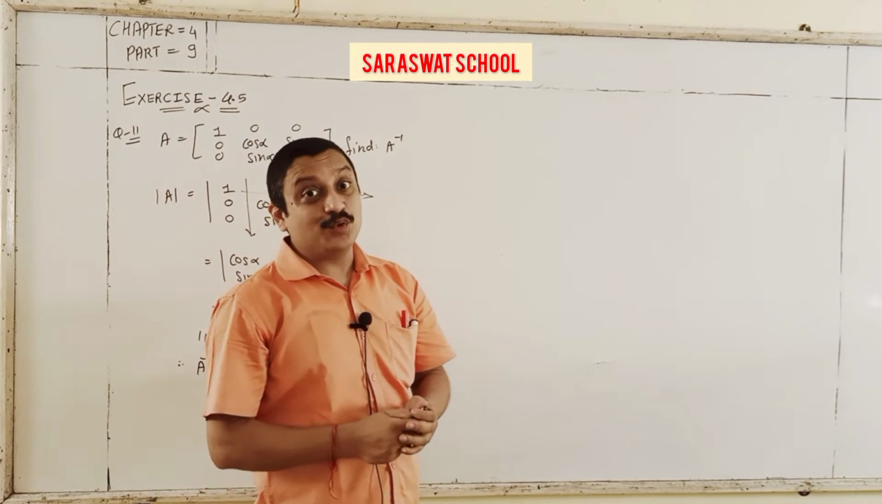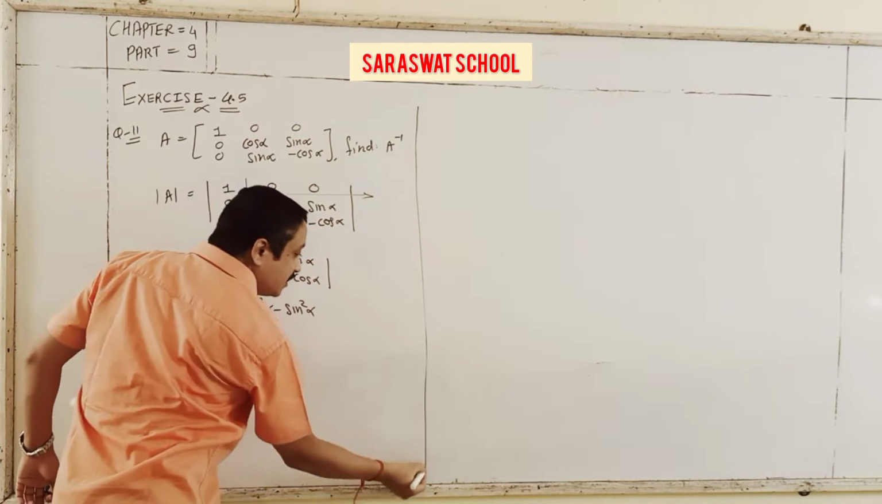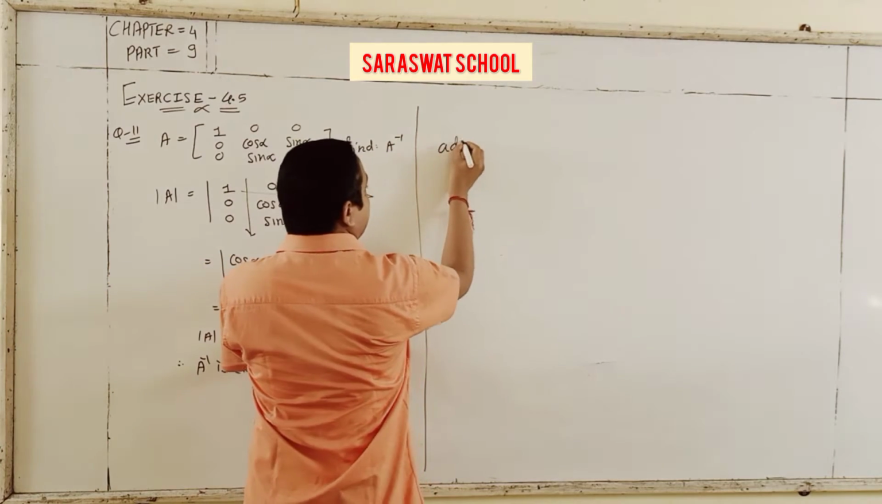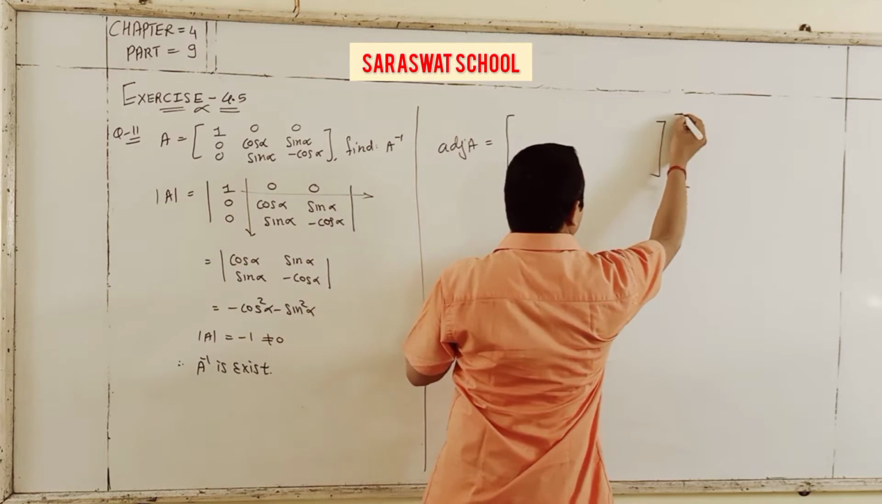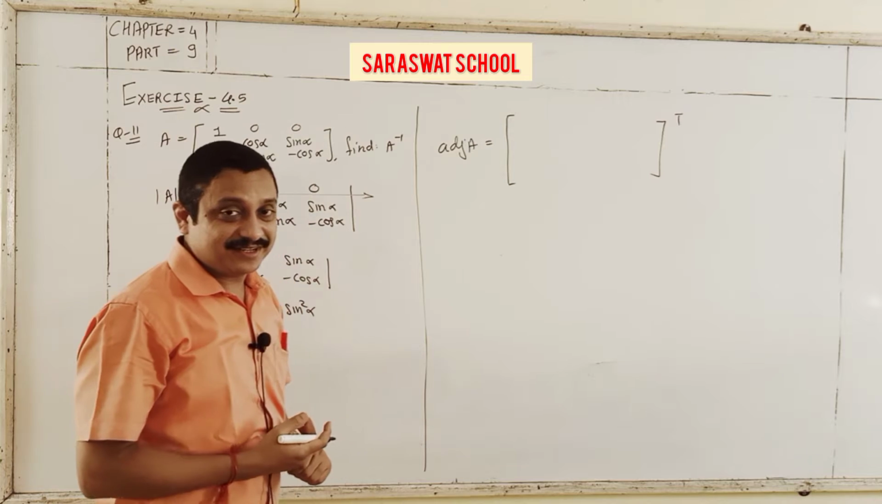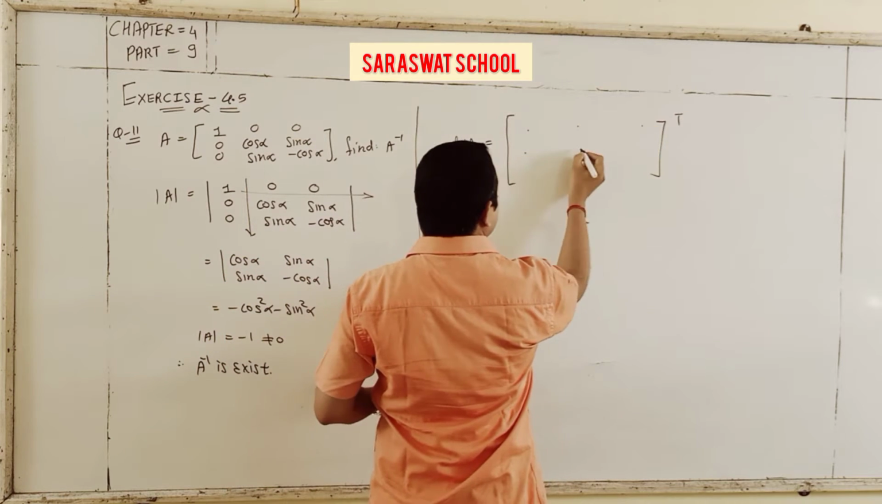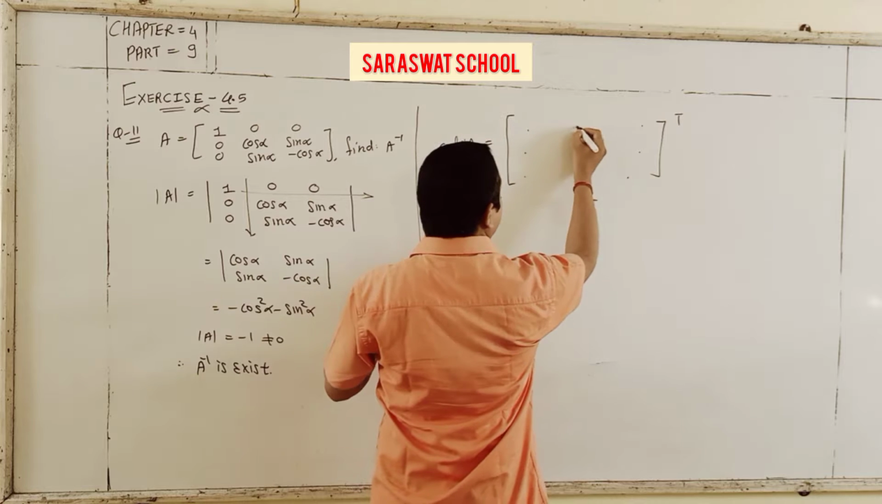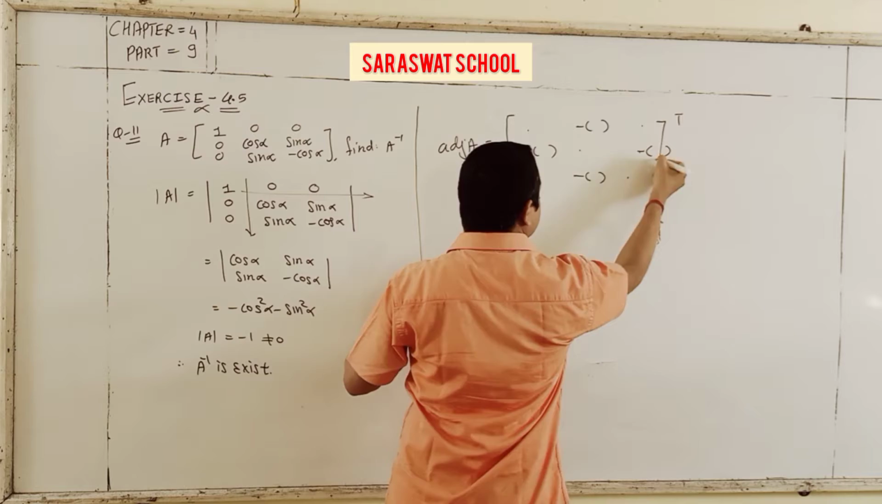So now I declare the cofactors and adjoint. Students, first of all, the basic definition: adjoint of A is the transpose of all cofactors. The 9 cofactors I will check by shortcut. These are 9, but these I take minus, very easy. This also minus, very easy.